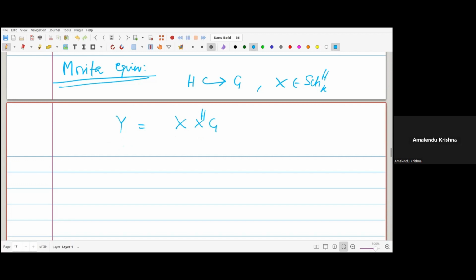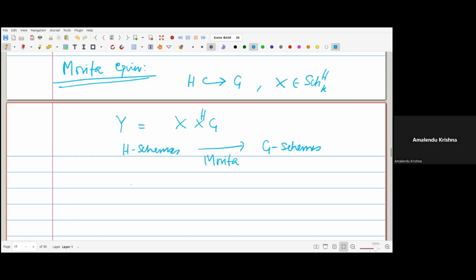So you have a functor from H-schemes to G-schemes. And this functor is called the Morita functor for us. Many people say induction also, but I call it the Morita functor.